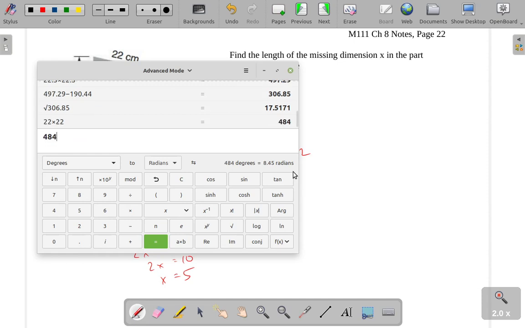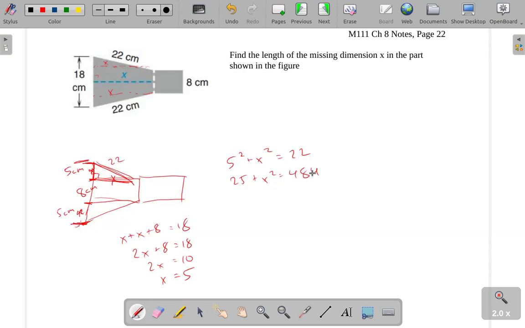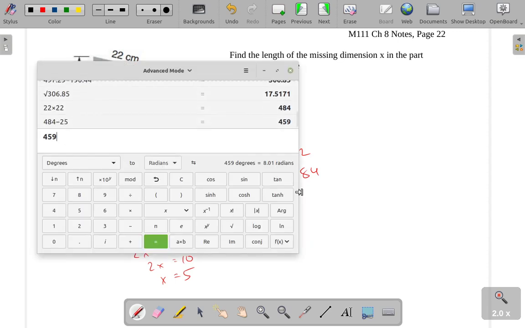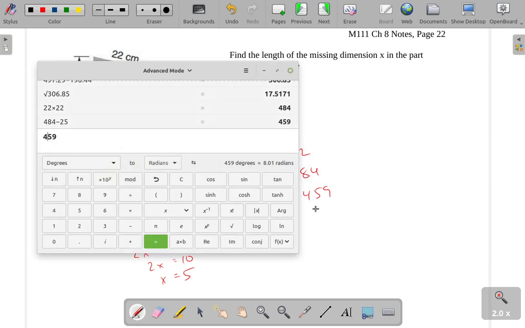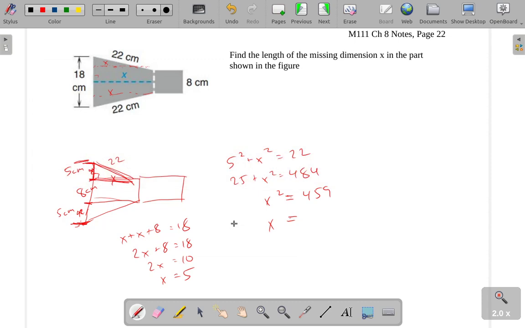22 squared is 484. So x squared must be equal to, subtract 25 from that, 459. And thus x must be the square root of that, which is approximately 21.4, I'll call it. 21.4 centimeters. So in order for this distance here to be 22 centimeters, this distance here would have to be 21.4 centimeters.